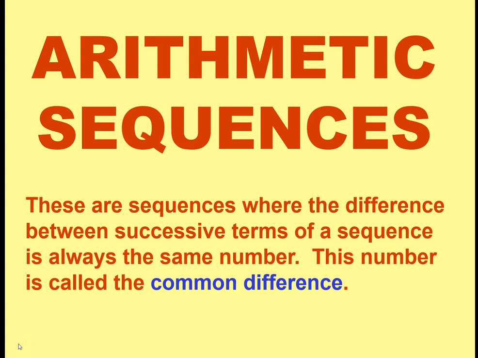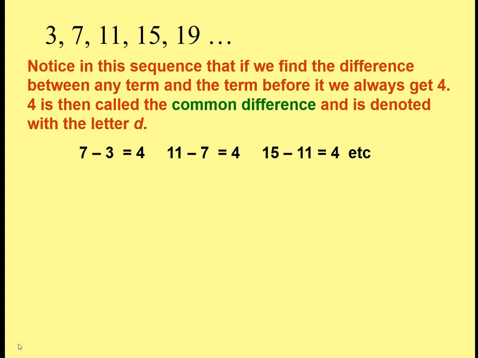Arithmetic sequences are sequences where the difference between successive terms of a sequence is always the same number. This number is called the common difference. Notice that in this sequence, if we find the difference between any term and the term before it, we always get 4. 4 is called the common difference and is denoted with the letter d. So notice 7 minus 3 is 4, 11 minus 7 is 4, 15 minus 11 is 4, etc.